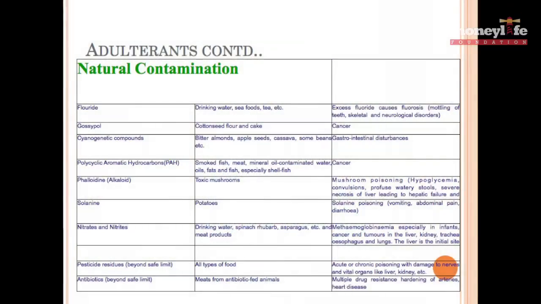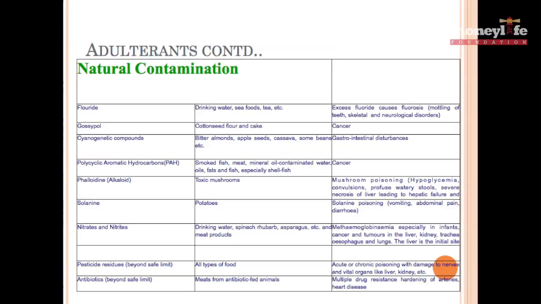Now here natural contamination, let's say it comes from fluoride. Fluoride is one such thing which comes in drinking water. The drinking water in many areas in Andhra Pradesh has fluoride contamination, so you get fluorosis. So excess fluorosis, that is mottling of teeth and skeletal changes, the whole body becomes very typical because this fluoride attacks the bones.